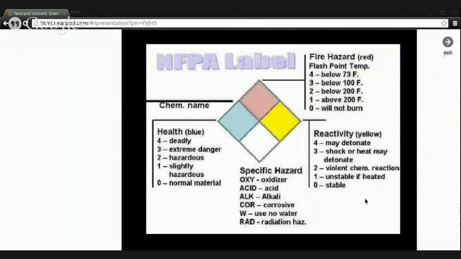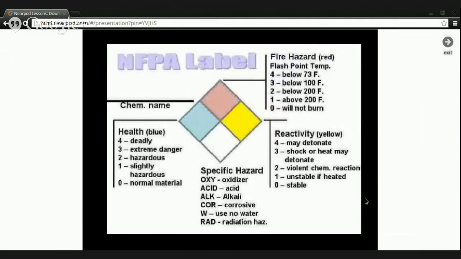So when you look at the safety diamond, this is basically how it looks. You have those colors. Blue represents health, red represents fire, yellow represents reactivity, and white represents special precautions. And then it goes into a breakdown of each, which 4, like I told you, is deadly for health. Extreme danger is 3. Hazards is 2. Slightly hazardous is 1. For fire, anything below 73 degrees Fahrenheit, and so on and so on.